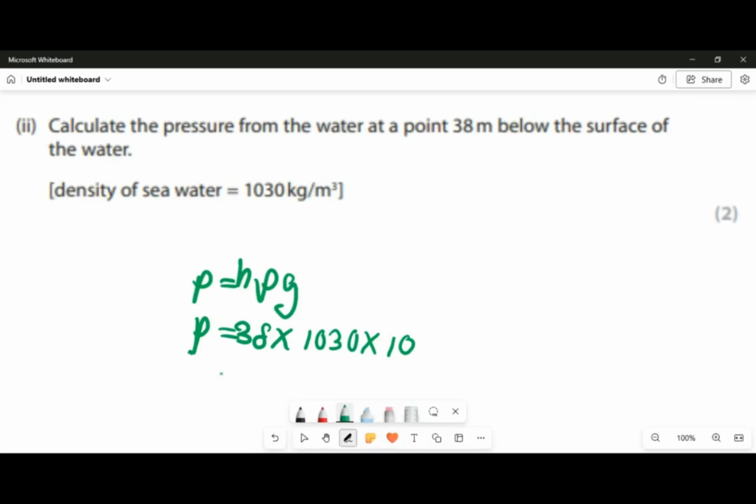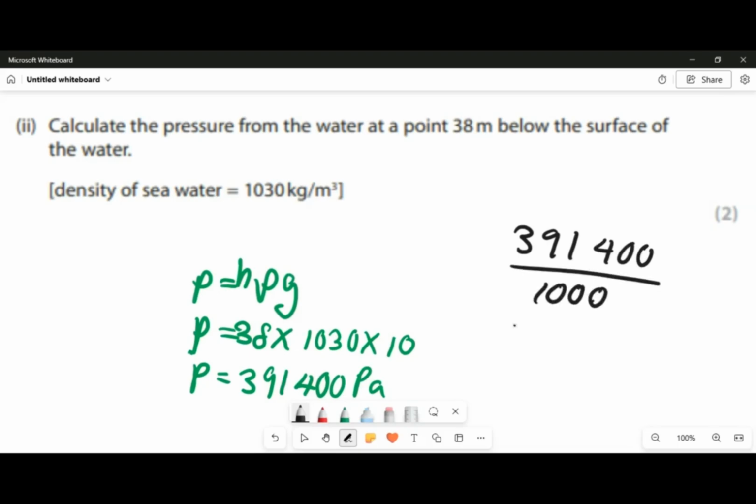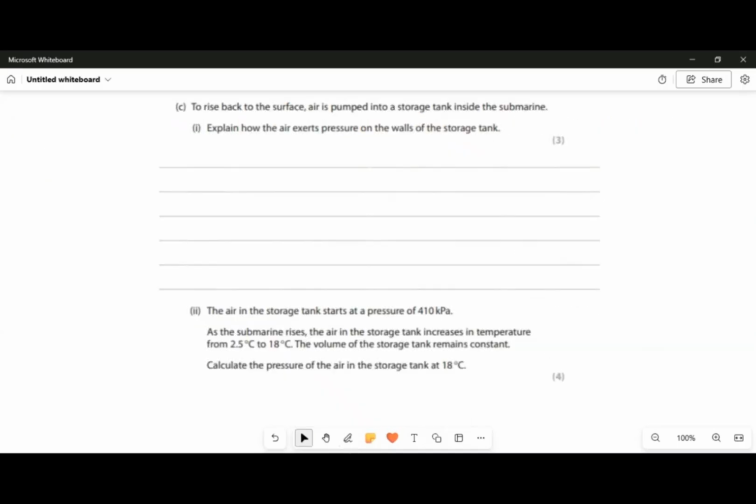When you solve with the calculator, the answer comes as 391,400 pascals. In the question, they are asking us to give the answer in kilopascals. So when you are converting this pressure into kilopascals, you have to divide this value by 1000. That means 391.4 kilopascals. This is the final answer. We'll move to the next part of the question.